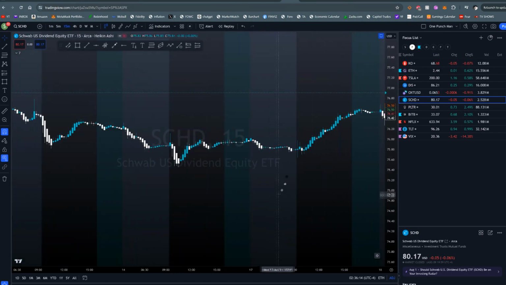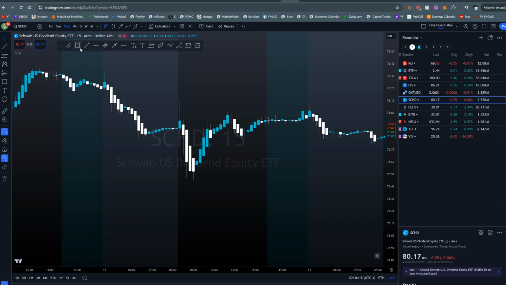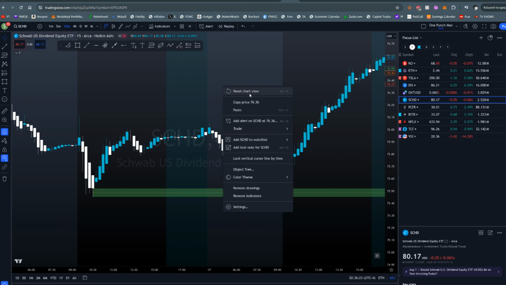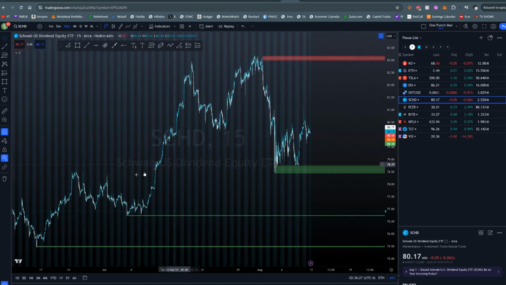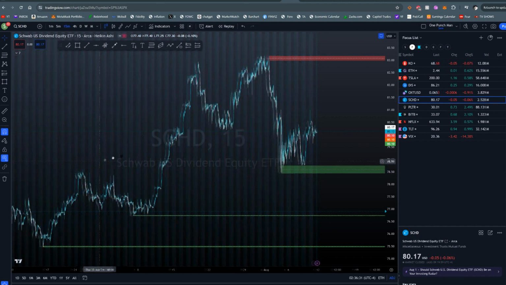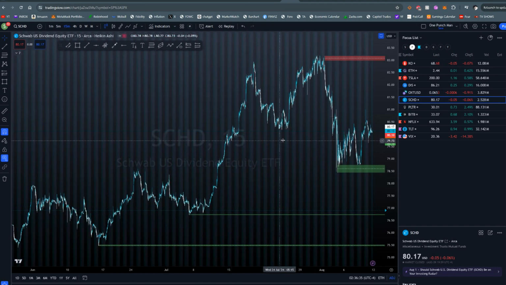Next one, support is here. When a stock is falling, I'm looking for supports. When it's going up, I'm looking for resistance. It's vice versa. So I'm not looking for resistance coming down. I'm not looking for this high to be retested or anything like that, which just coincidentally it was right here. But I'm not looking for that retest. I'm only looking for supports.